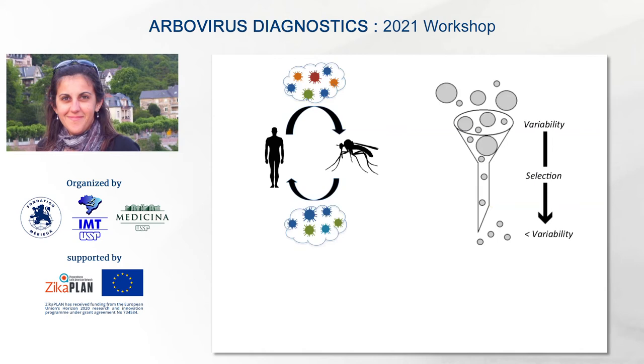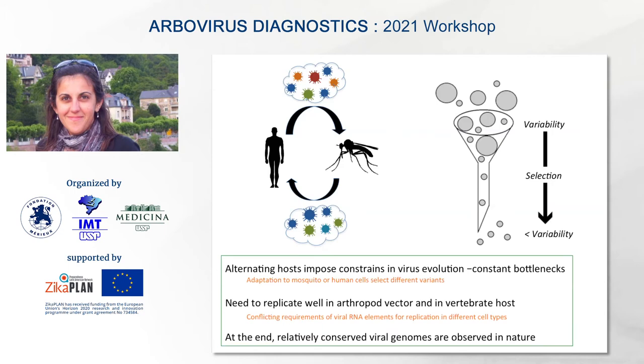Still speaking about genetic diversity versus conservation, we have to remember that for arboviruses, you also have, in addition, the constraint imposed by the alternation of hosts. The virus has to replicate well in both the mosquito and the vertebrate host. As a consequence, every change, every substitution, has the potential to increase the fitness in one host, but maybe to decrease the fitness in the other host. So it's more likely that the stability of the genome is preserved through time.